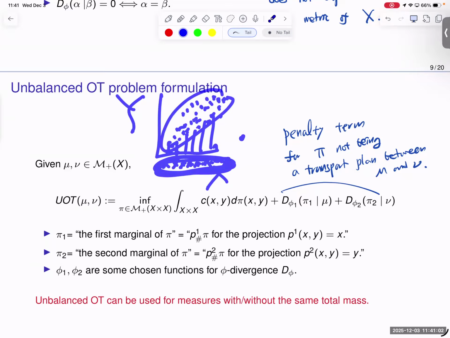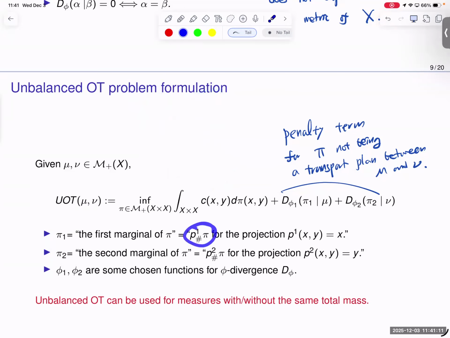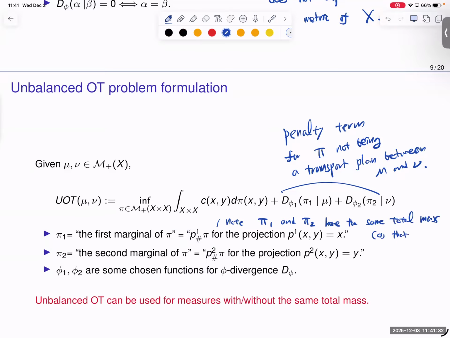Really? So the marginals have the same total mass as pi? As the transport plan. So pi 1 and pi 2 will have the same mass, yes. Okay, so that's a good point. Note pi 1 and pi 2 have the same total mass as that of pi.